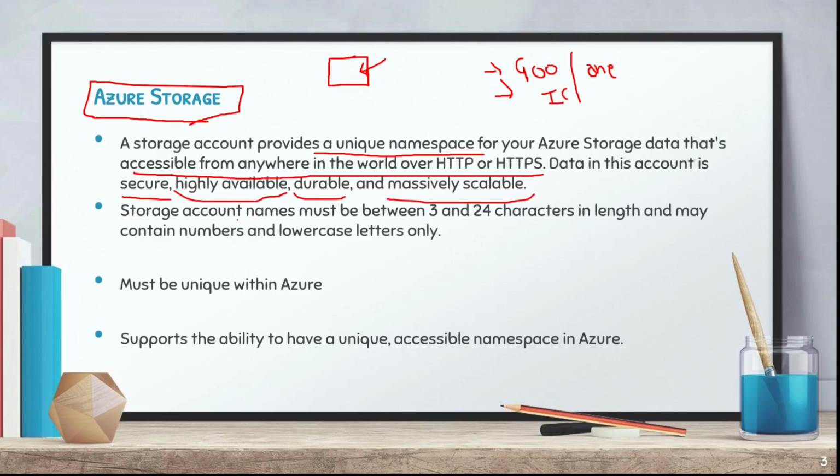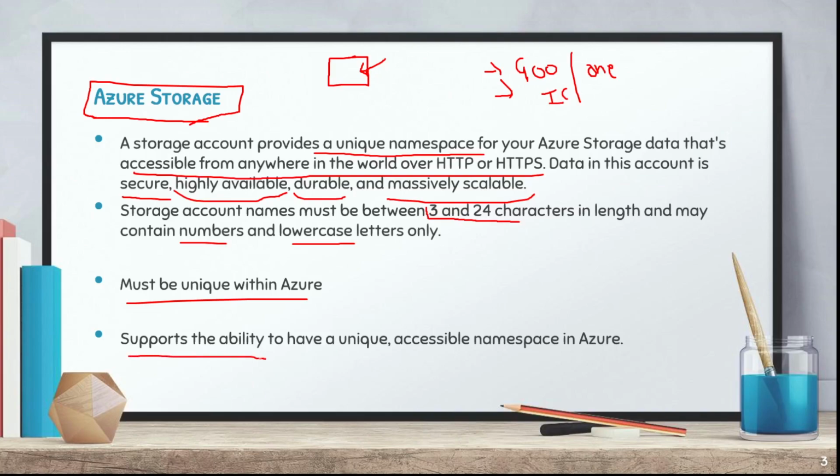This is about the naming convention of Azure storage accounts: you should have between 3 and 24 characters, and you can only use lowercase letters and numbers. It means no capital letters and no special characters are allowed while creating an Azure storage account. And it must be unique.